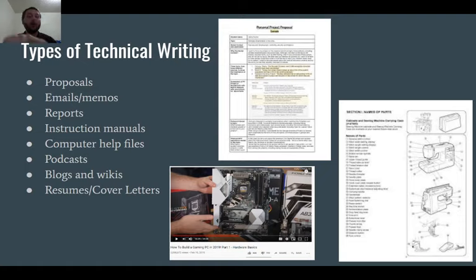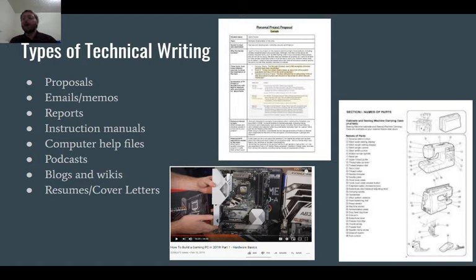So we have proposals. Say you have an idea, you want to purchase a new machine, you want to implement a new process, and you need to convince your boss, or at least try to acquire funding for that idea. So you're going to draft up a formal proposal, which I have pictured at the top center there, in order to convey the information and almost convince whoever you're asking to grant you whatever you're proposing.